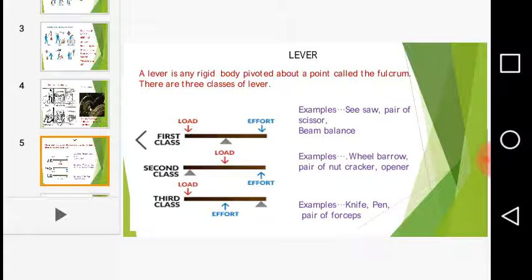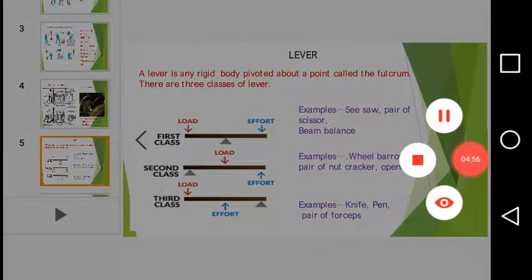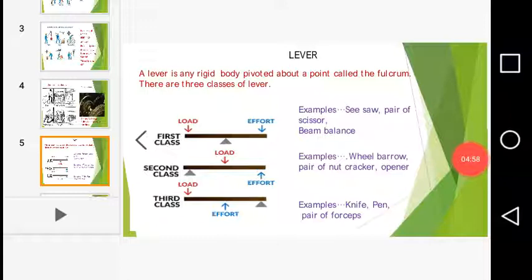Now, how do we differentiate between the types of lever? For the first class lever, the fulcrum is found between the load and the effort. Machines like beam balance, seesaw, and pair of scissors are good examples of first-class lever.